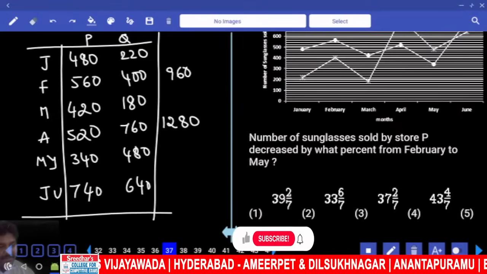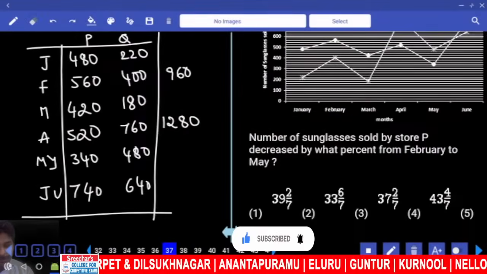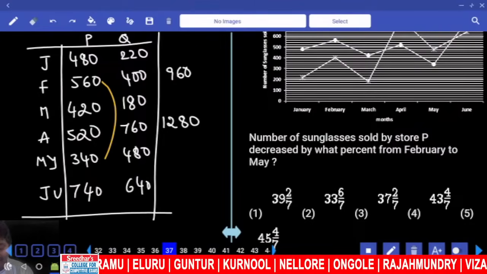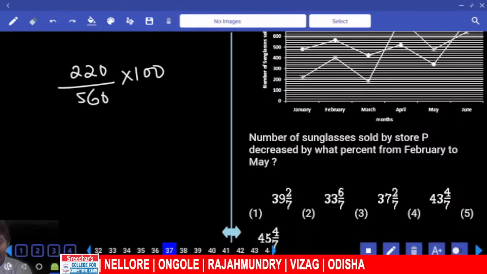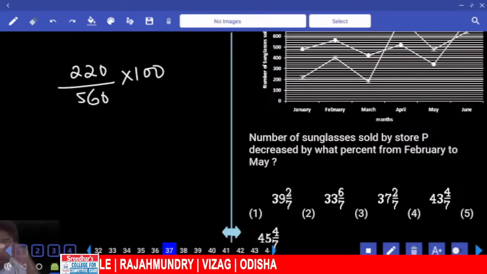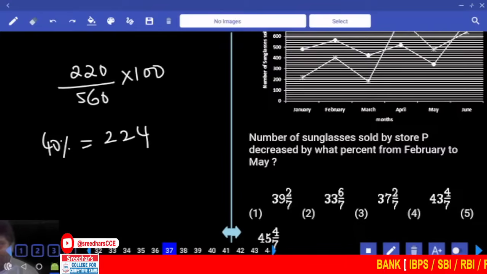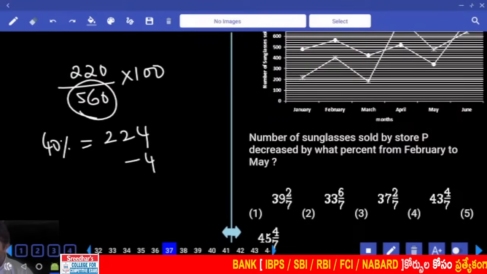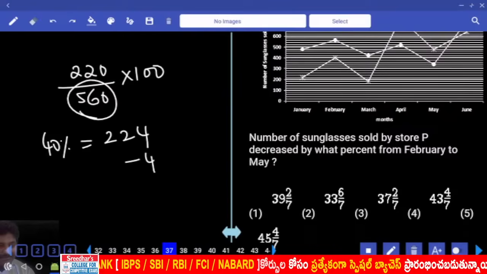Only one. Number of sunglasses sold by store P decreased by what percentage from February to May? 560 became 340, decreased by 220. 220 reduced from 560 percentage into 100. What is 10% of the denominator? Double 1, 1, 2. Again double 2, 2, 4. This will be 40%, correct? But how much is our numerator? 220. So we have to subtract 4, right? What is 1% of the denominator? Do you really need to subtract 1%? So answer should be less than 40, but it will be in 39 something, correct? Go to options, only one.